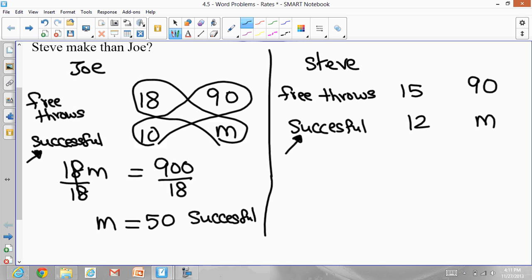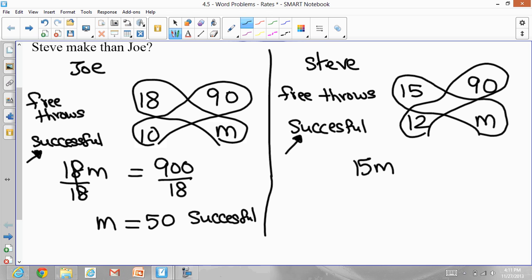Now let's focus on Steve. It's the same calculations. So 15 multiplies M and 90 multiplies 12. So 12 times 90, 9 times 2 is 18, 9 times 1 is 9, 10, bring the 0 down to give you 1080, with an equal sign in the middle.